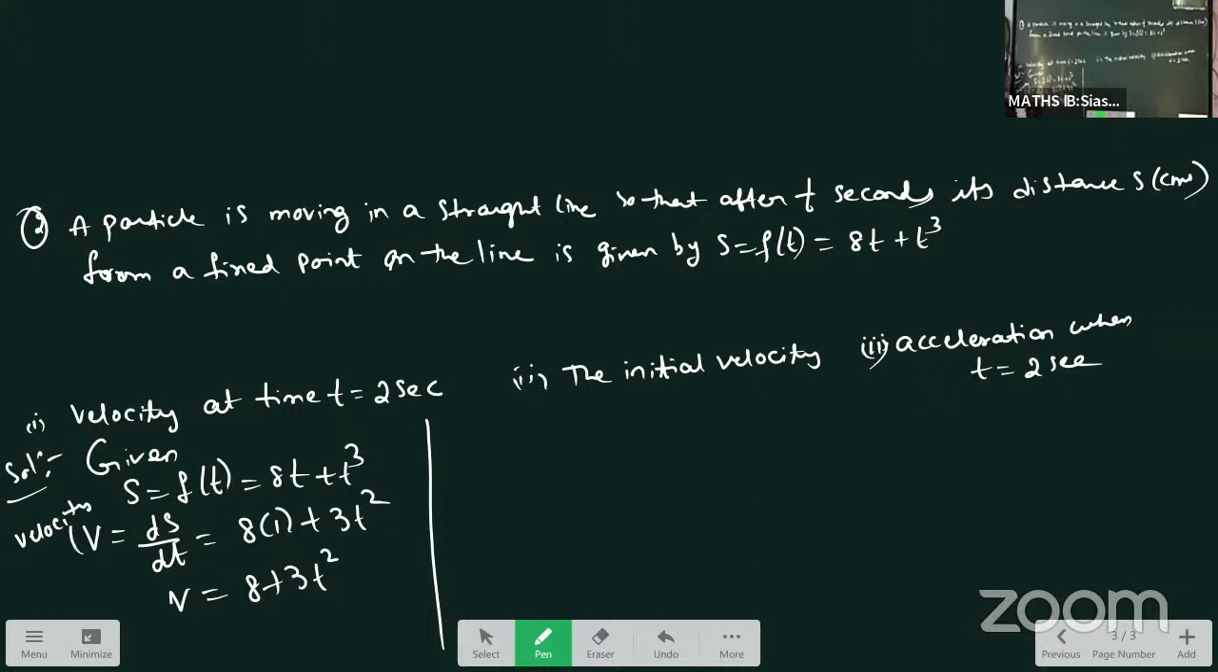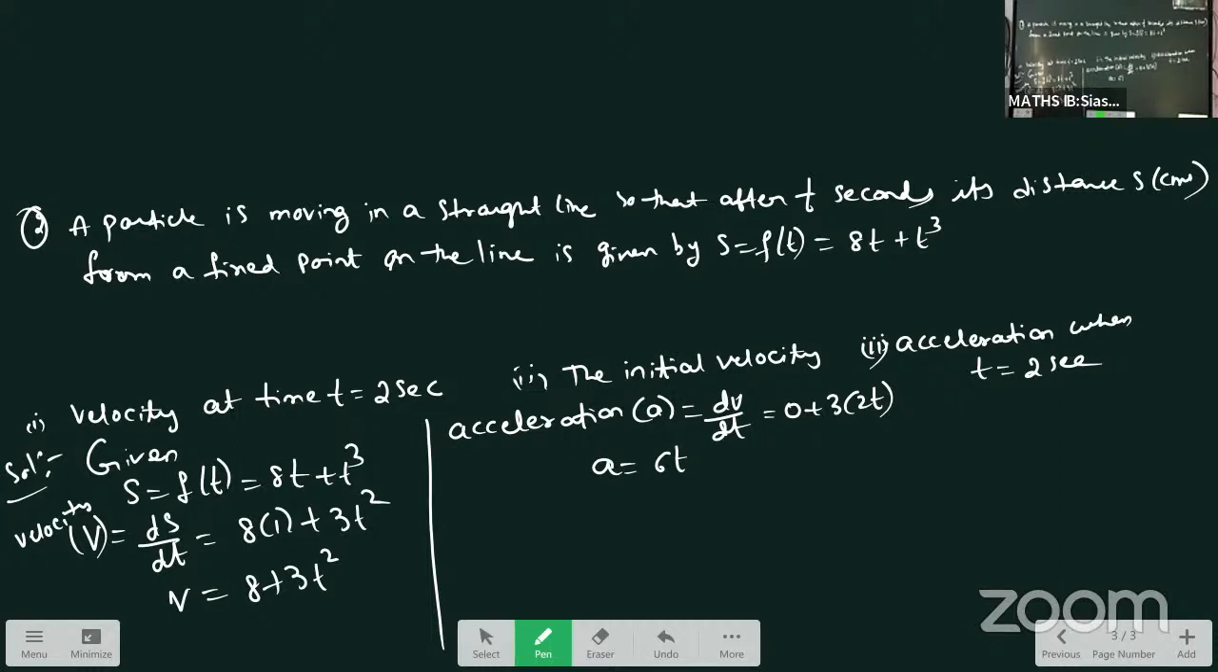Velocity v. Next what we want? Acceleration. Acceleration, small a is equals to dv by dt. So derivative of v, 0 plus 3 into t square derivative is 2t. So a is equals to what we got? 6t. Here velocity is 8 plus 3t square and acceleration we got it as 6t.